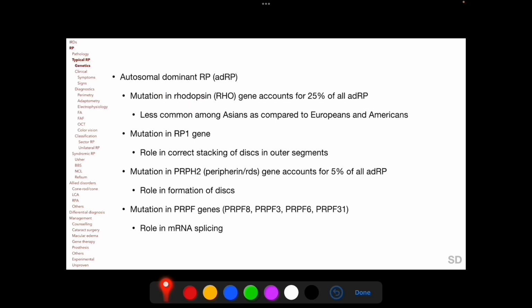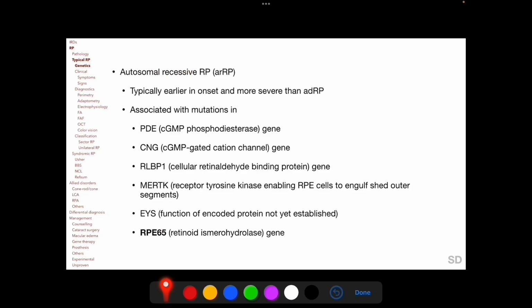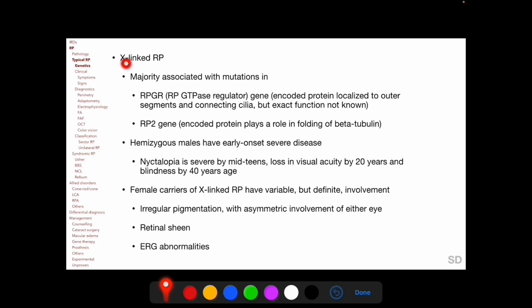Mutation in rhodopsin gene accounts for 25% of all autosomal dominant retinitis pigmentosa, and among the other genes whose mutations are implicated in the causation of autosomal dominant retinitis pigmentosa, the more frequent ones are RP1 gene, the PRPH2 gene, and the PRPF genes. Autosomal recessive retinitis pigmentosa is typically earlier in onset and more severe than autosomal dominant retinitis pigmentosa, and one of the genes whose mutation can cause autosomal recessive retinitis pigmentosa is RPE65, for which a treatment is now available, which we'll be discussing later in this session. Most patients with X-linked RP have mutations in RPGR and RP2 genes.